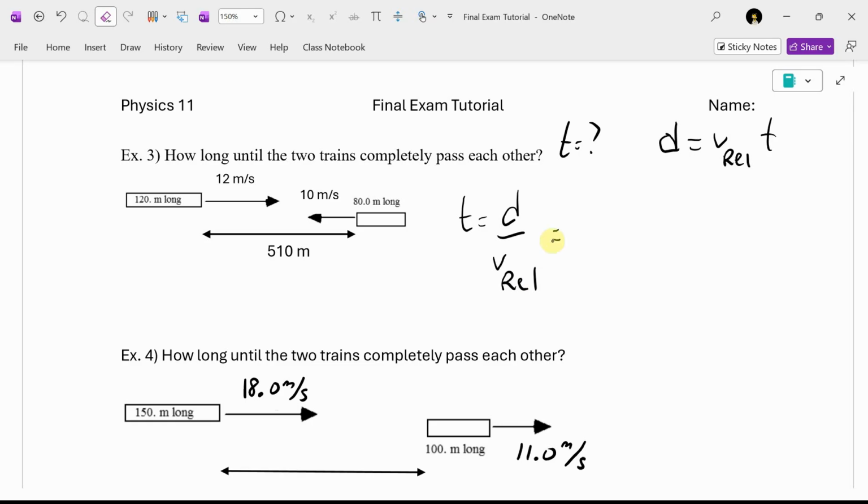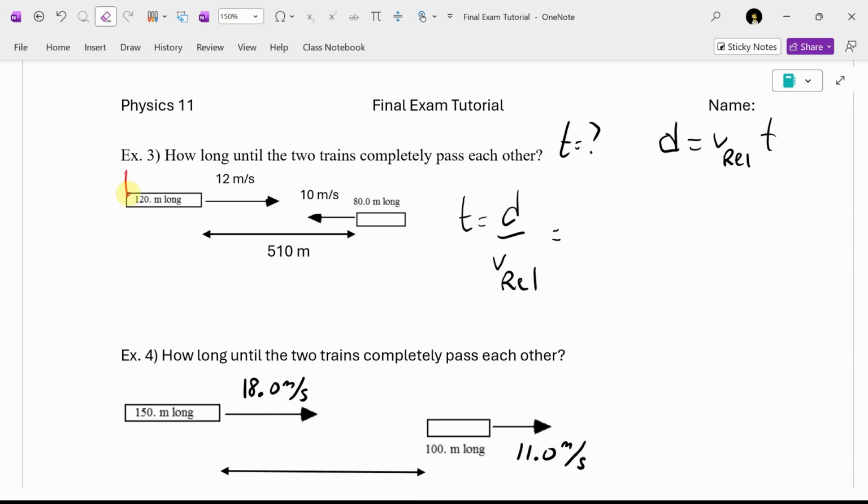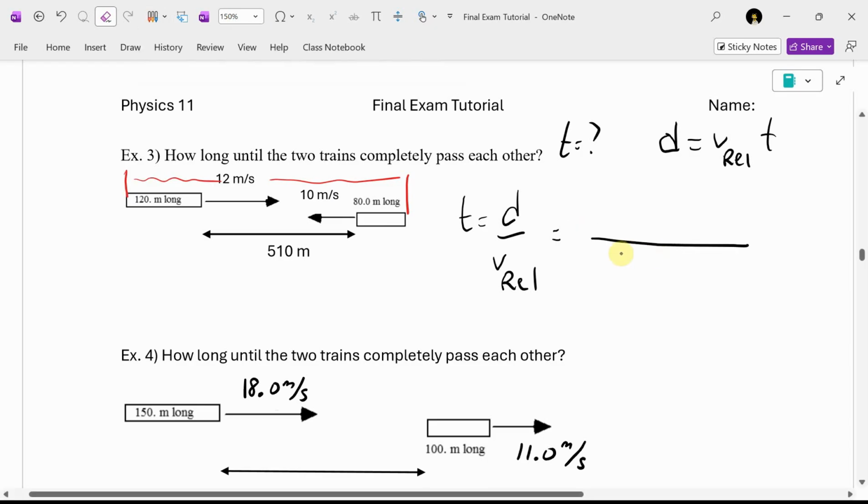Kara, which distance? I'm going to argue that for the trains to pass each other, the back of that has to get past the back of that. It's going to be this whole distance here. I could crunch it, but I'm just going to do it straight in my equation. It's going to be 120, the first train, plus 510, the gap between them, plus 80. Whatever it works out to, I don't care.